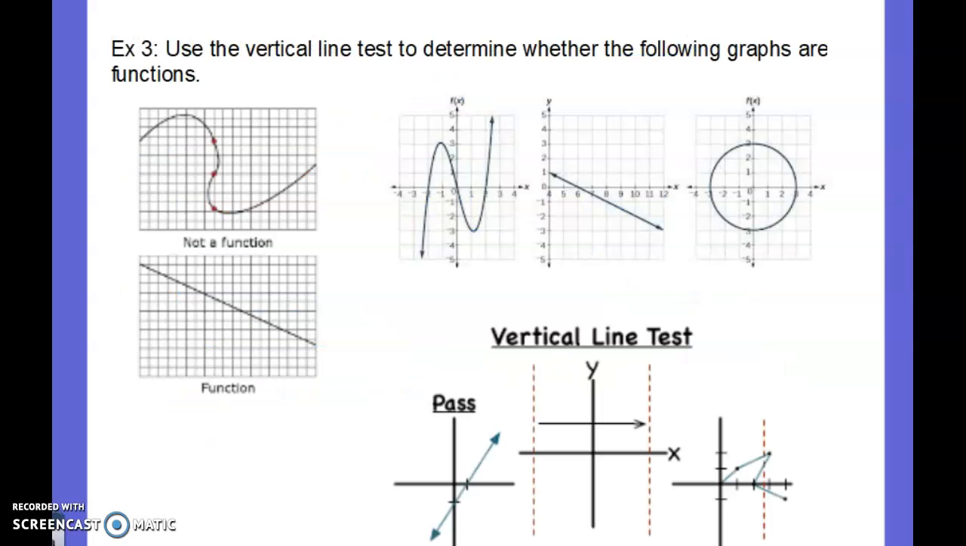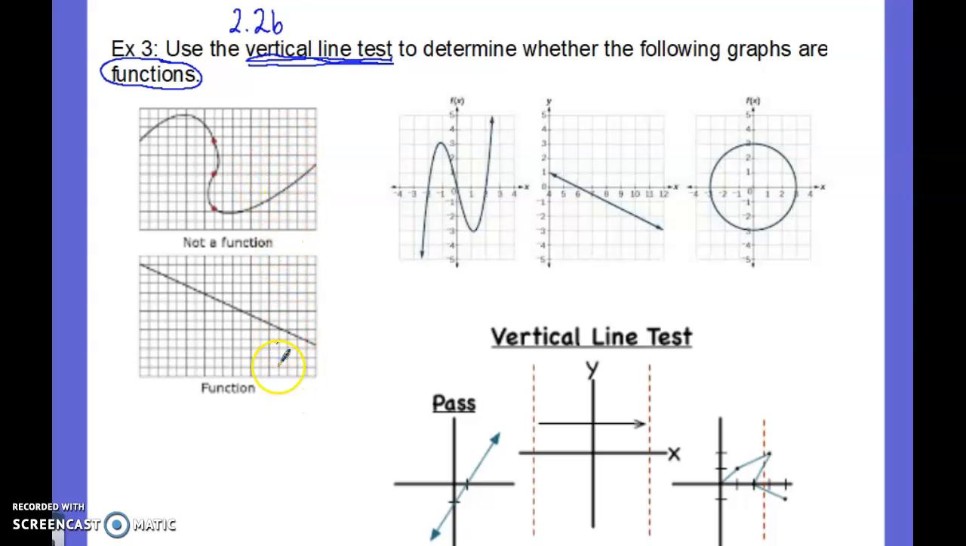Okay, so now we are on 2.2, just continuing these problems. I'm just going to say 2.2b. So again, the vertical line test, in case you missed it from the previous video, is a way that we can determine if something is a function by drawing vertical lines anywhere on the graph.